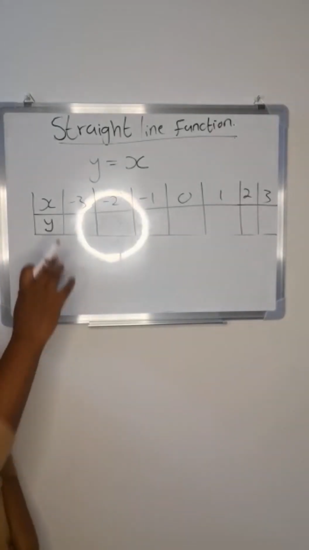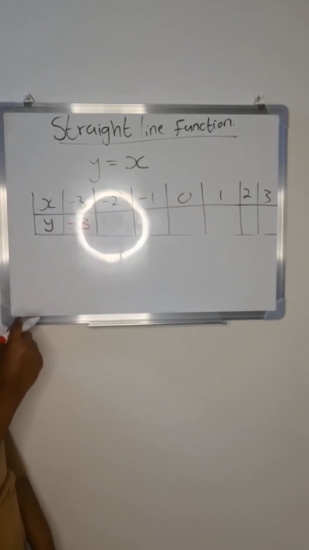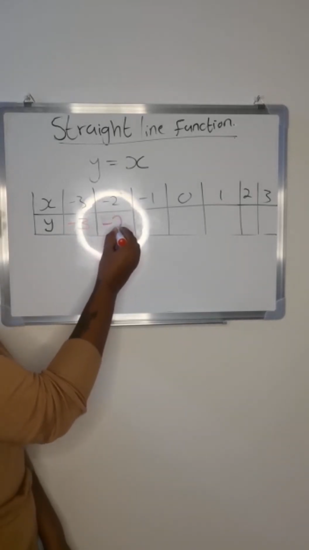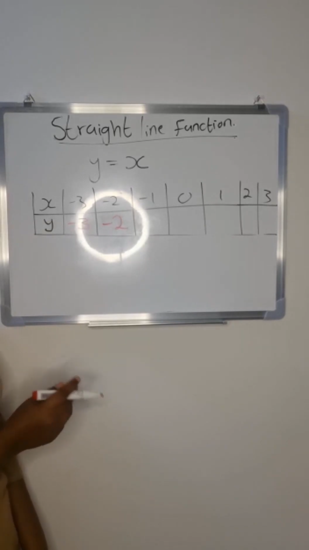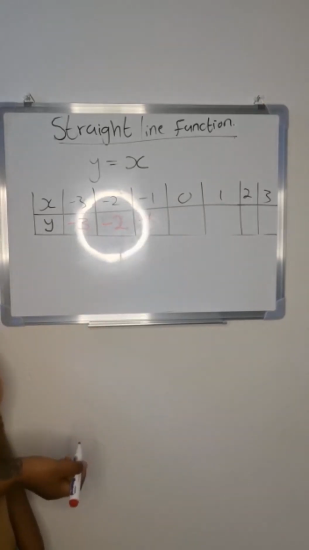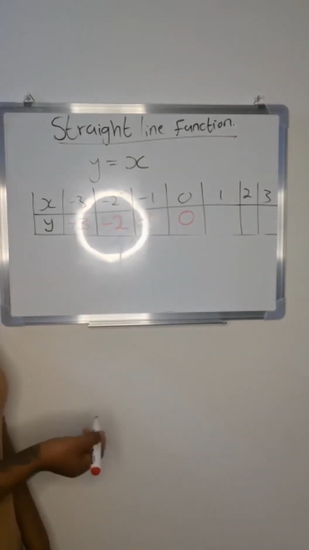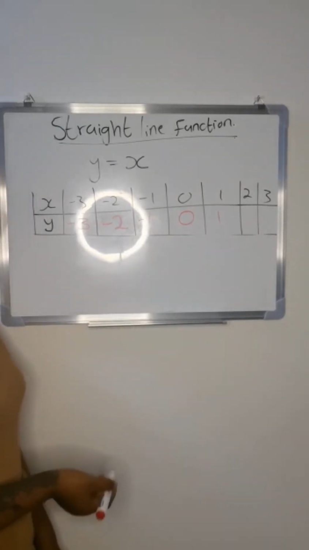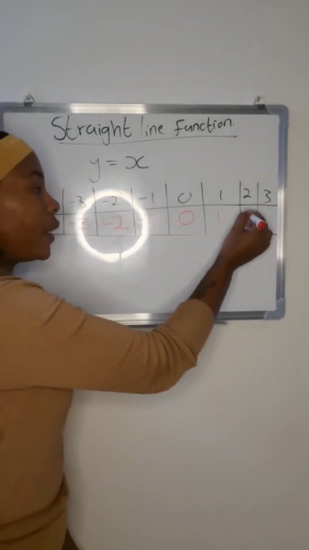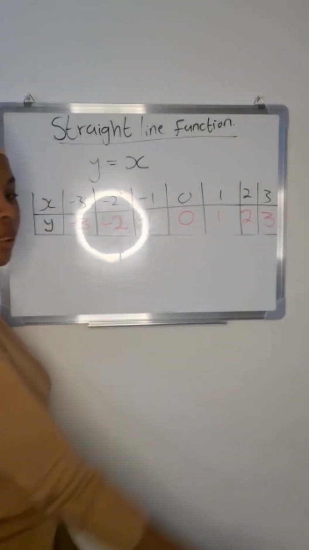Now, when x is negative 3, y is also negative 3. When x is negative 2, y is also negative 2. When x is equal to negative 1, y is also equal to negative 1. When x is equal to 0, y is also 0. When x is 1, y is also 1. When x is 2, y is also 2. When x is 3, y is also 3.